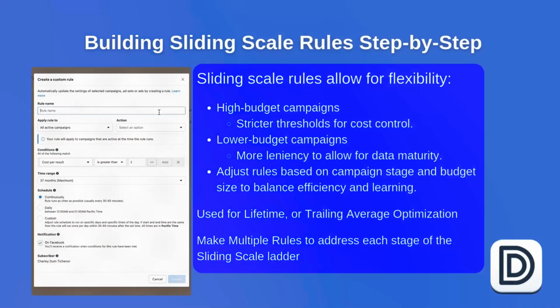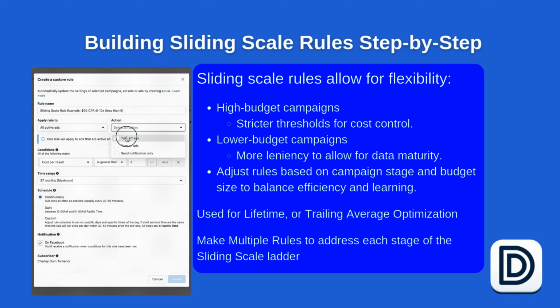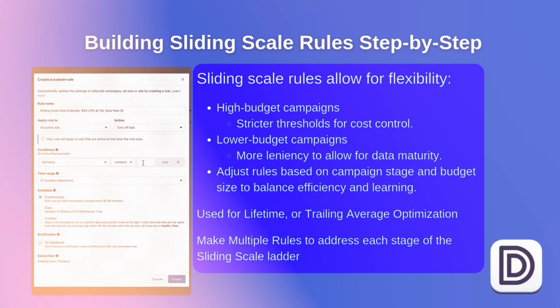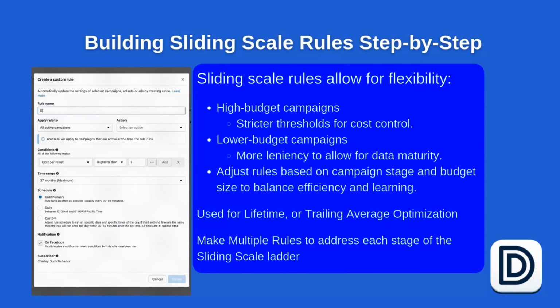Okay, let's keep going. These rules can be used for lifetime or trailing average optimizations. And we want to make multiple rules to address each stage of the sliding scale ladder. Now, like we've done before, what I want to do is just read this rule from top to bottom, because that's how we read the rule. The name of this rule says that it's a sliding scale example with a $50 target CPA at a 10 times that target threshold.